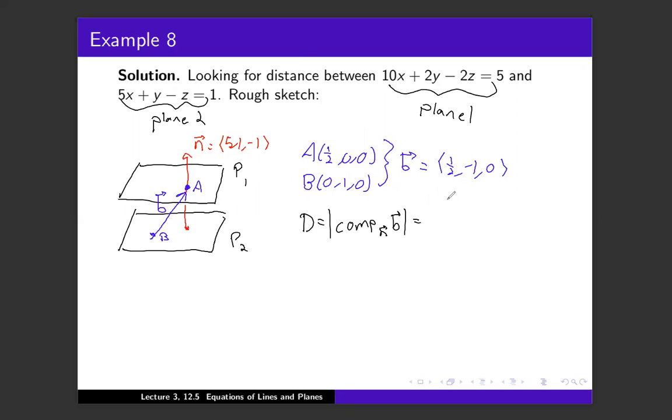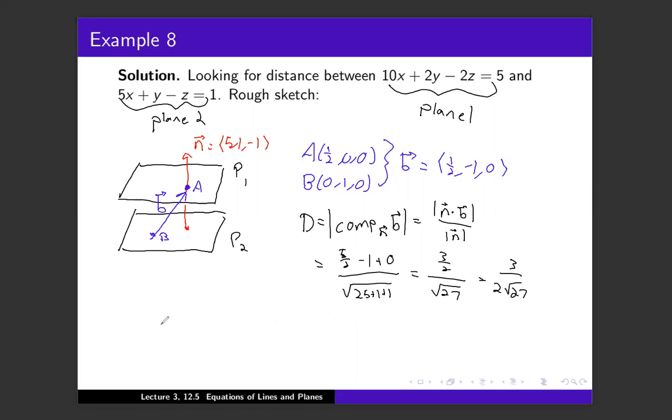Or in other words, the absolute value of n dot b over the magnitude of n. The absolute value of n dot b in this case is 5 halves minus 1 plus 0, 0 times negative 1, over root 25 plus 1. In other words, 5 halves minus 1 is going to be 3 halves over root 27, or in other words, 3 over 2 root 27.